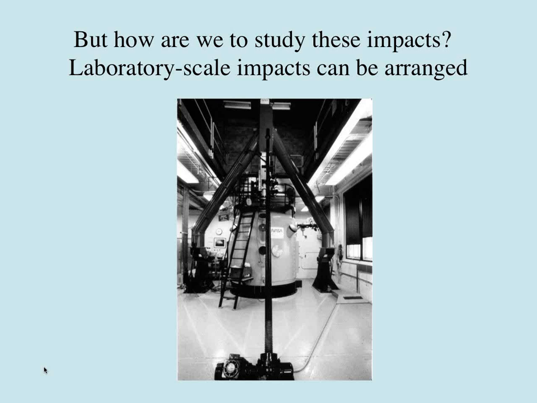This is at the Ames Research Laboratory in California, and the Y-shaped beam carries a two-stage light gas gun that can fire projectiles at about 6 kilometers per second, roughly the highest speed possible for this kind of acceleration facility. Projectiles can be up to a couple of grams at this high velocity. This facility has been in use continuously since it was constructed in the 1960s and has yielded a great deal of information on high velocity impacts.